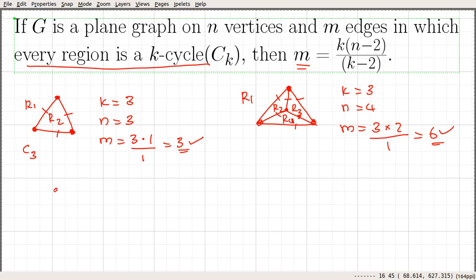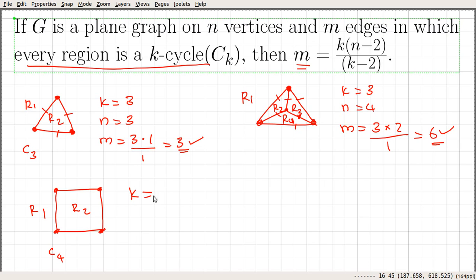Let's look at another example where the cycles are C4. Let's start with this one: a C4, a cycle on 4 vertices. Again we can see that this graph C4 divides the plane into two regions, say R1 and R2. R1 is surrounded by a cycle C4 and R2 is also surrounded by a C4. Moreover, this graph is a plane graph and it satisfies this condition: every region is a 4-cycle here.